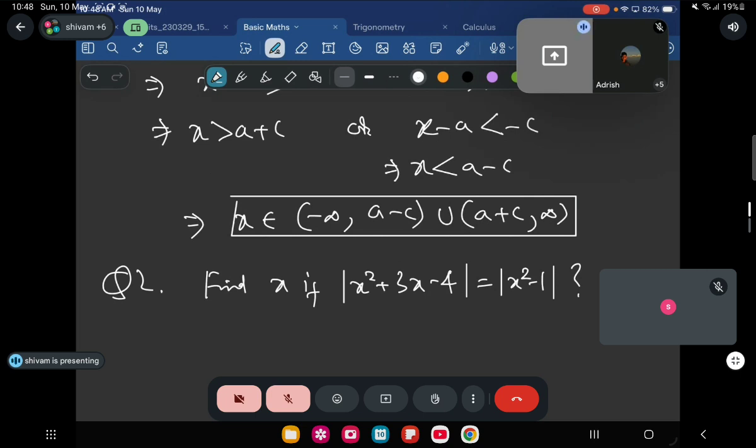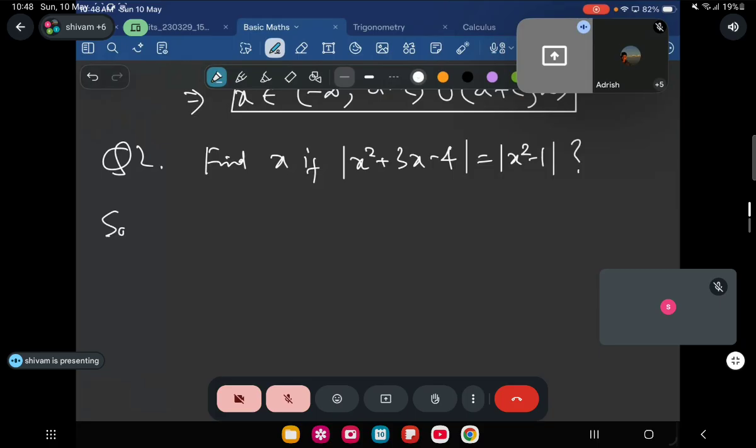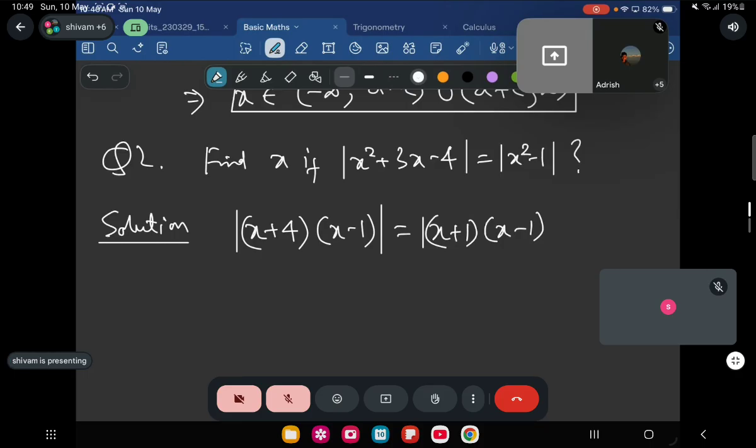Okay, let us start. x square plus 3x minus 1 we can factorize. You people have done factorization in class 8. So mod of x plus 4 into x minus 1, this will be equal to mod of x plus 1 into x minus 1. Tell me, what will you get? One answer will be 1.